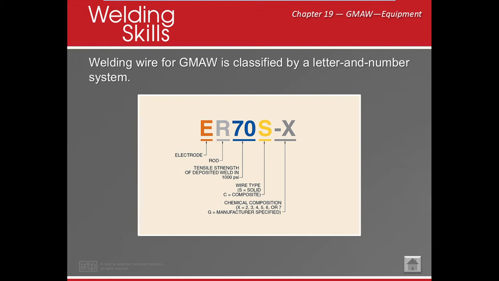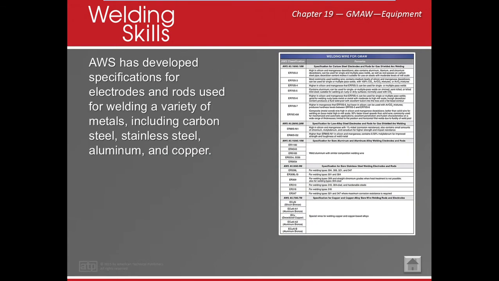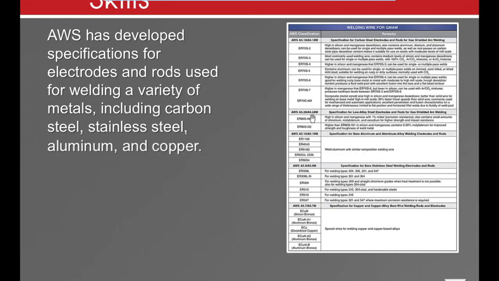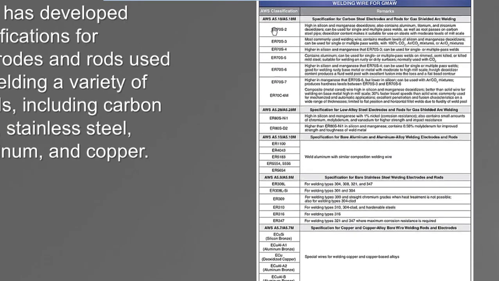So if we look on this chart here, it is ER, electrode rod, 70,000, solid wire, and it says 2. High in silicon and manganese deoxidizers, contains aluminum, titanium, zirconium deoxidizers, and can be used for single and multi-pass welds. Well, usually we use ER70S-6, and then we can also look at different specifications.